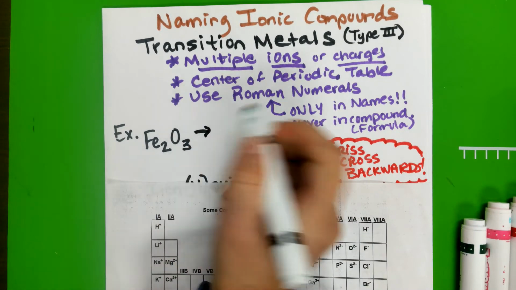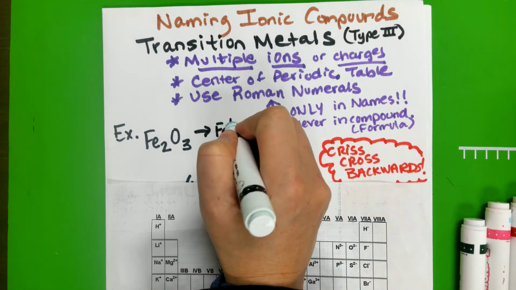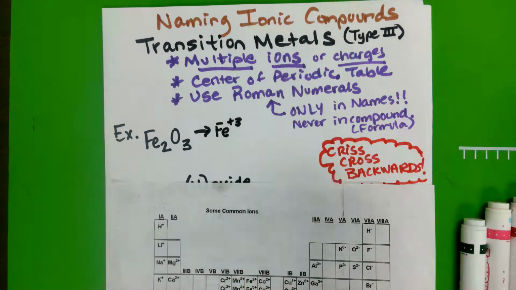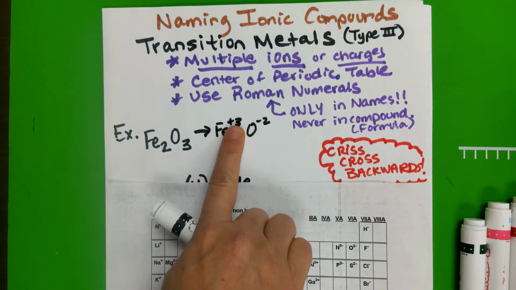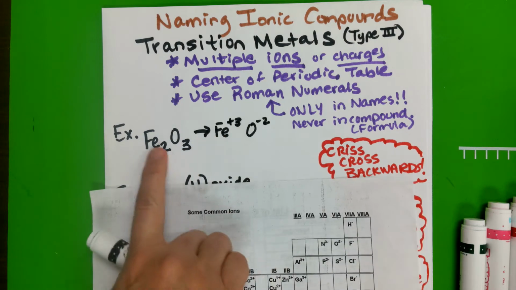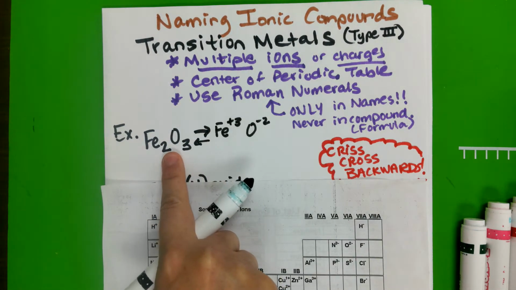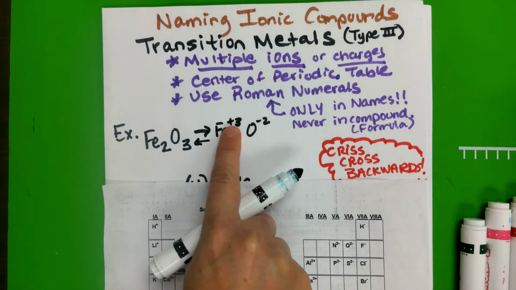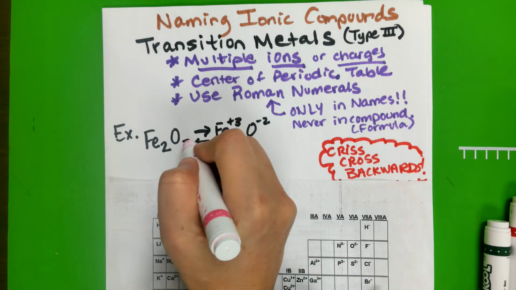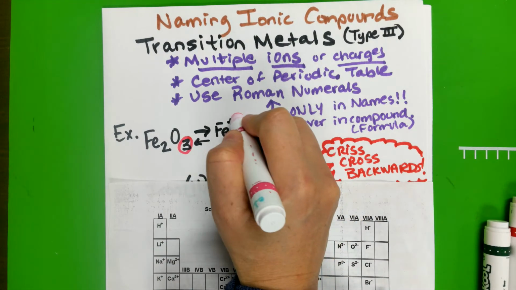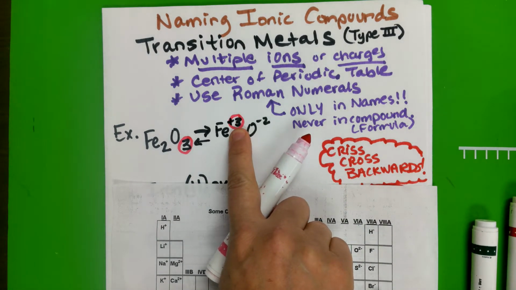So that means iron has a positive 3, and then oxygen should have had a negative 2. That's why the 3 went over here and the 2 went over here, and that's why you get this. Now the charge right here, it comes from this 3. So this charge, that's the Roman numeral.